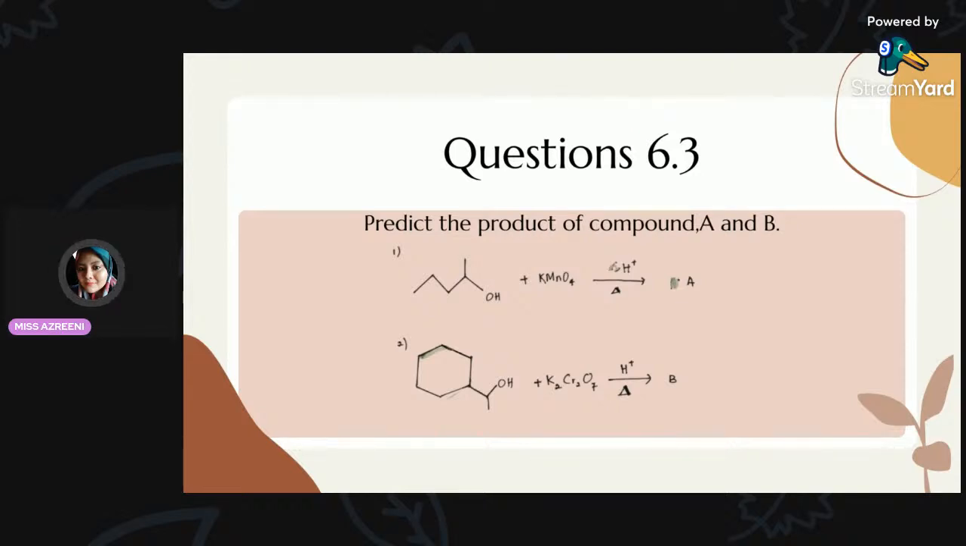So ada dua, first you kena classify kan, nak hasilkan ketone. Okay, nak hasilkan ketone mestilah daripada primary alcohol. Okay, you nak hasilkan aldehyde, mesti daripada primary alcohol.